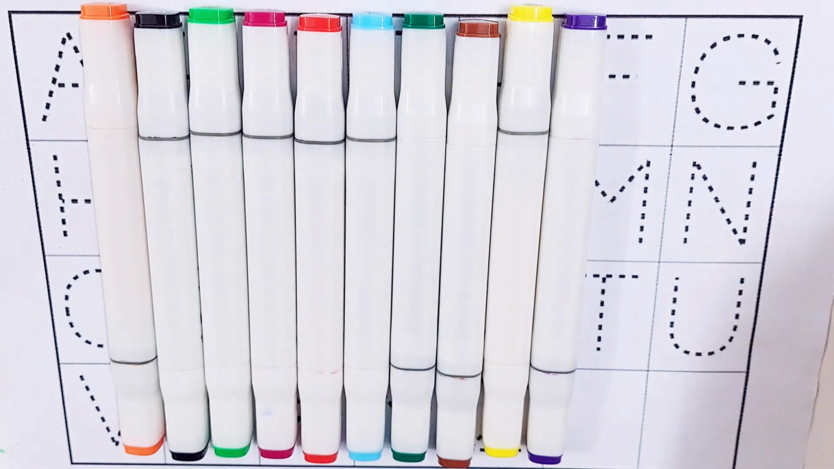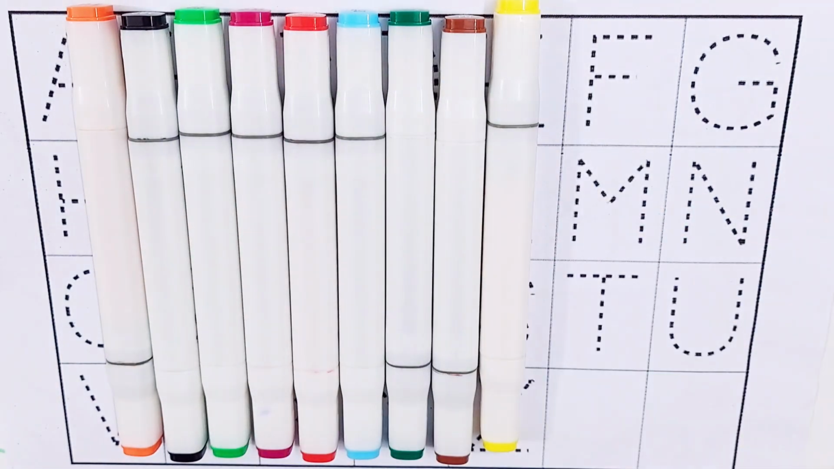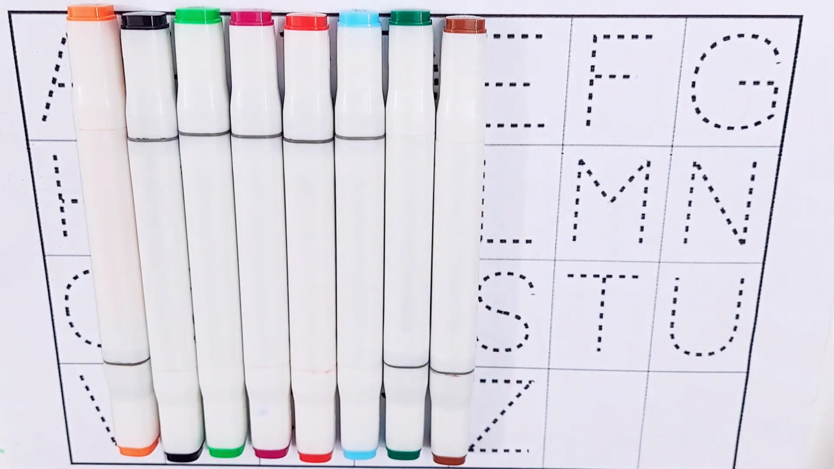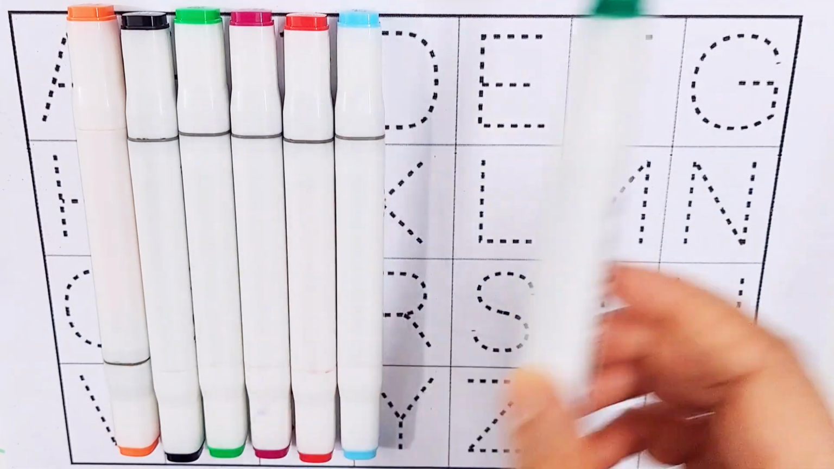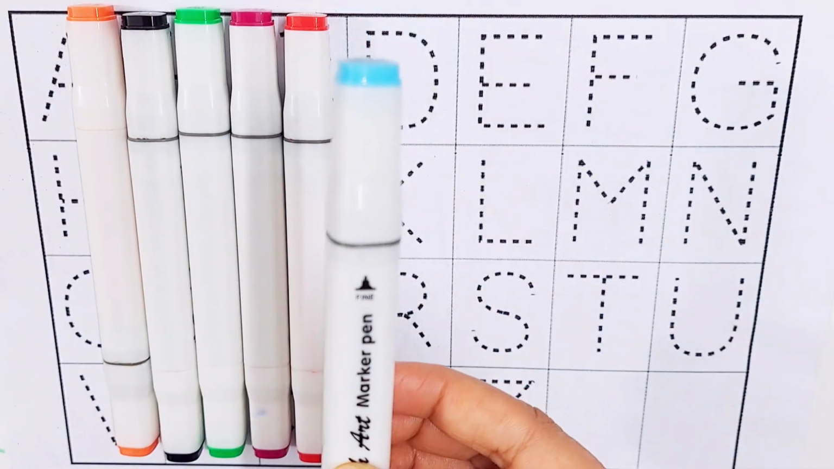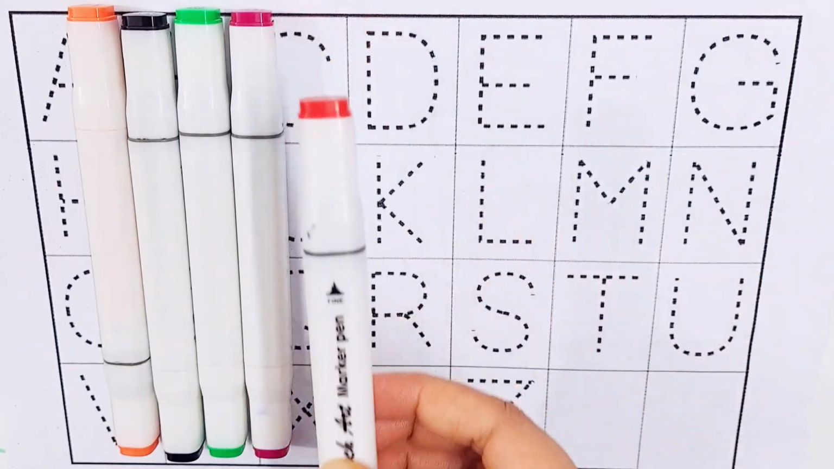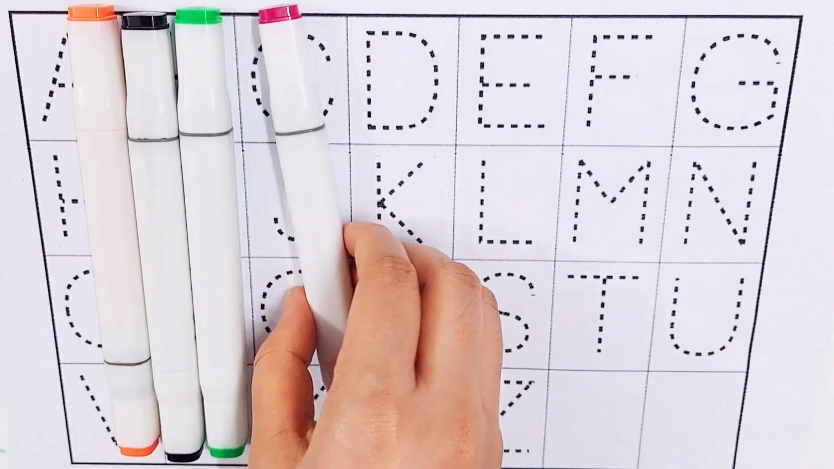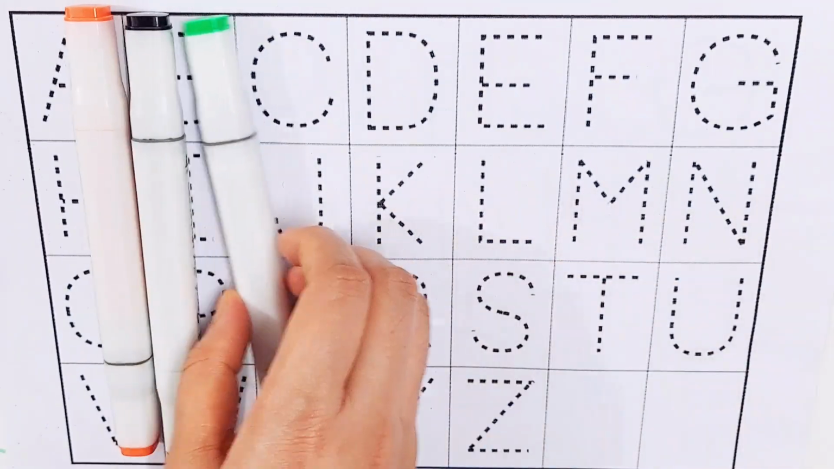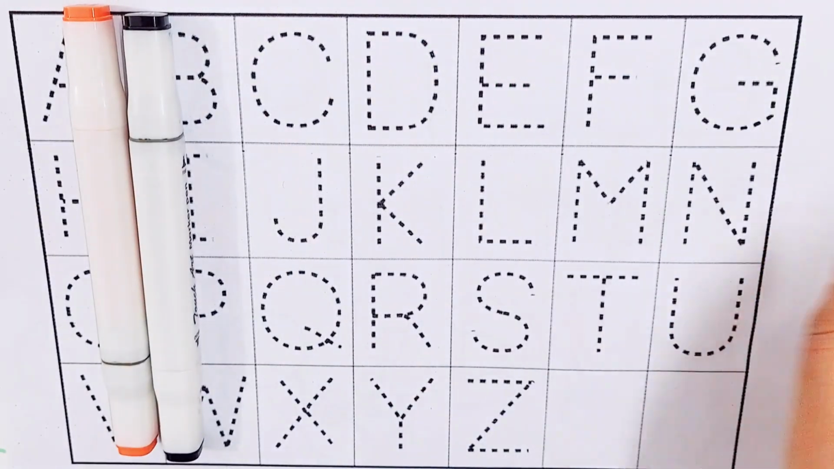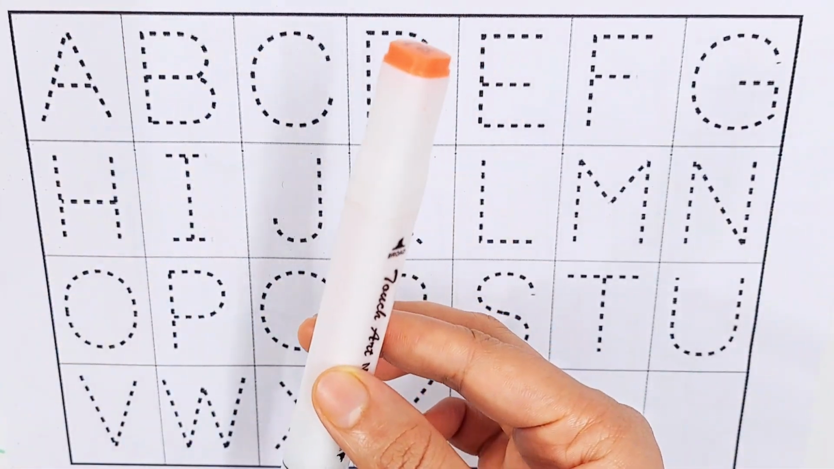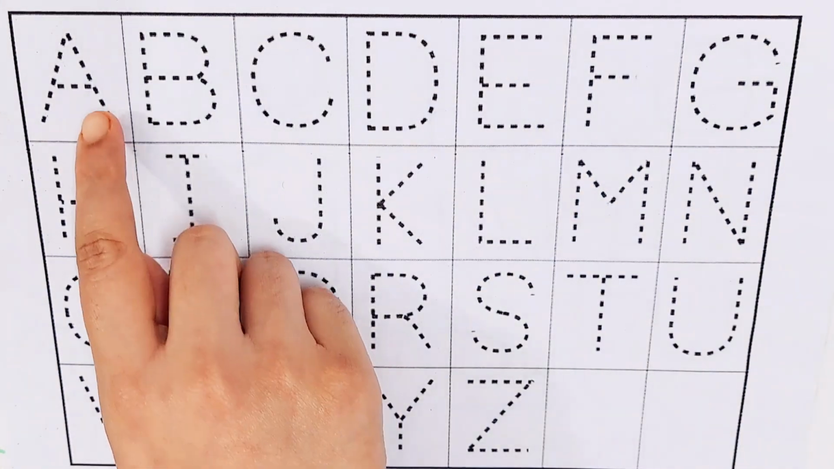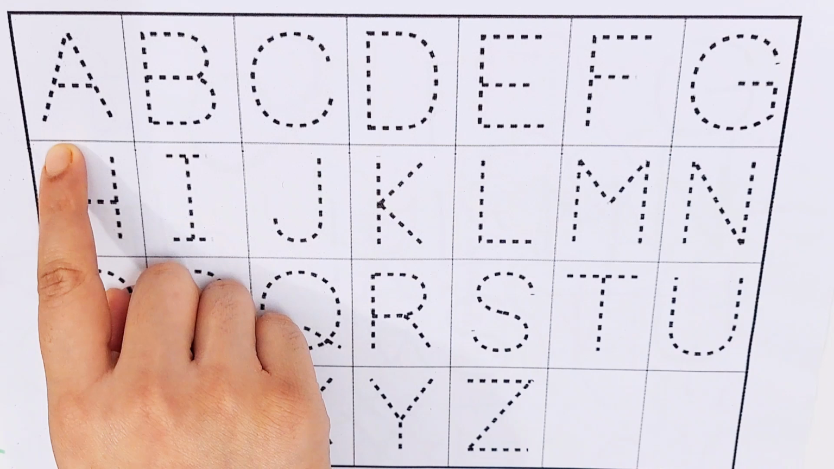Dark blue color, violet color, yellow color, brown color, dark green color, sky blue color, red color, purple color, light green color, black color, orange color. Let's try to learn some alphabets.